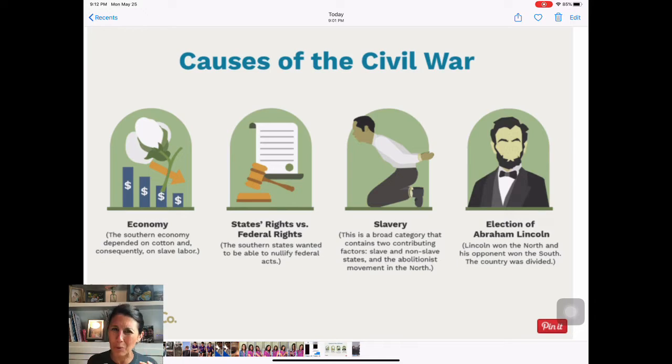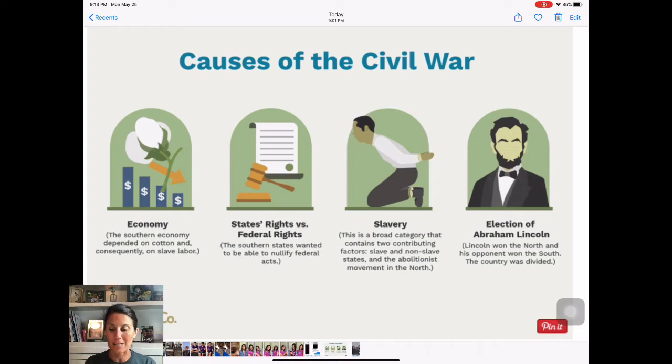This could get really muddy if I dive deep into it, and we're not going to dive deep into these muddy waters. But yes, the southern states wanted to be able to nullify federal acts. But then, who has more power? Is it the federal government, Washington, D.C. and the president, or is it the states? Also, they would fight over when a new state would come into the Union: was it going to be a slave state or a free state? For a while they were able to balance it out, but after a while it became a disaster. And so then, of course, we have slavery.